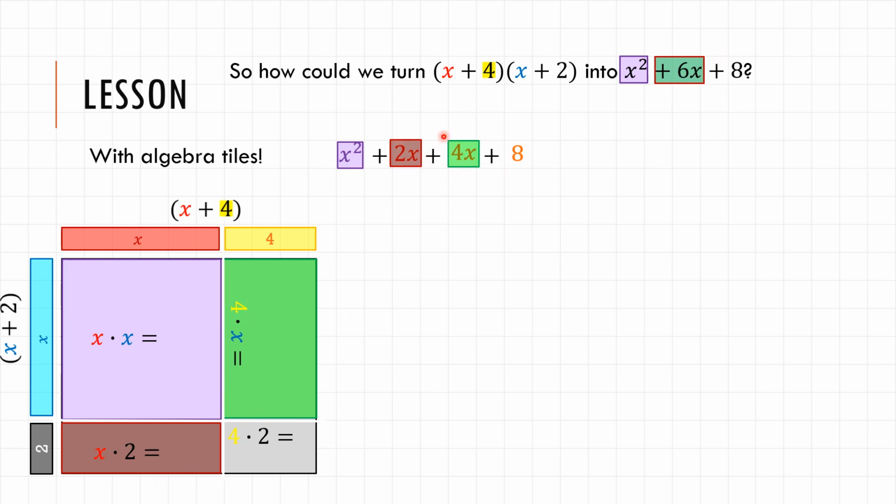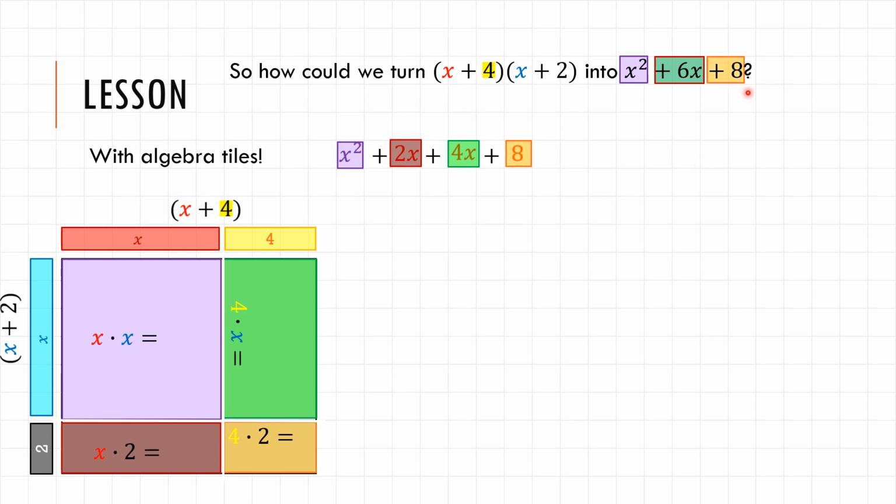So if I add these together, I get 6x, and you can see that this expression is starting to come together. And of course, that 8 is the same thing as this 8, and the way I got that was I took 4 and I multiplied it by 2. I took the last two terms in each pair and I multiplied those two together. And that's how I get this expression right here.